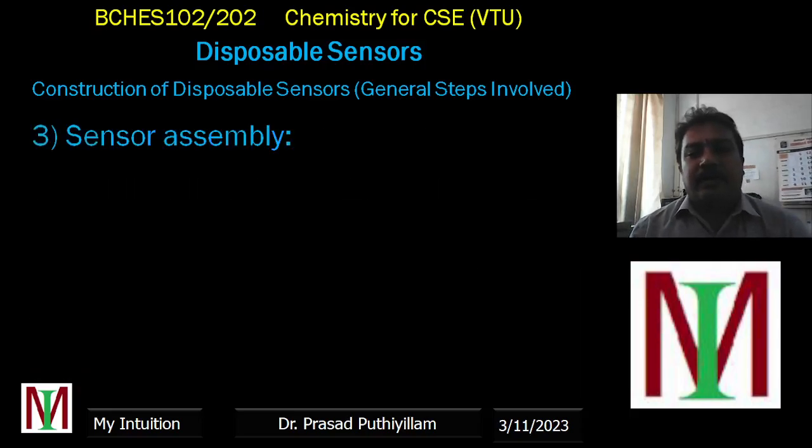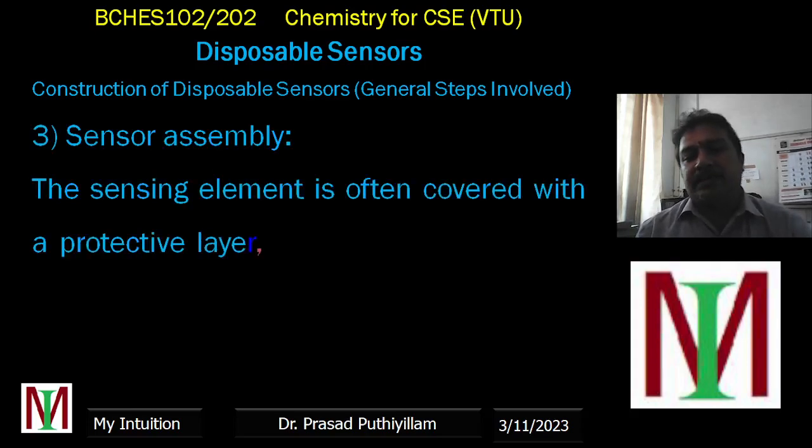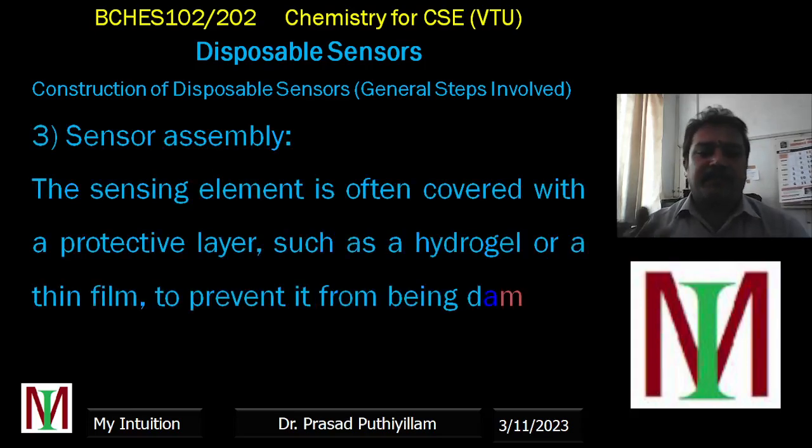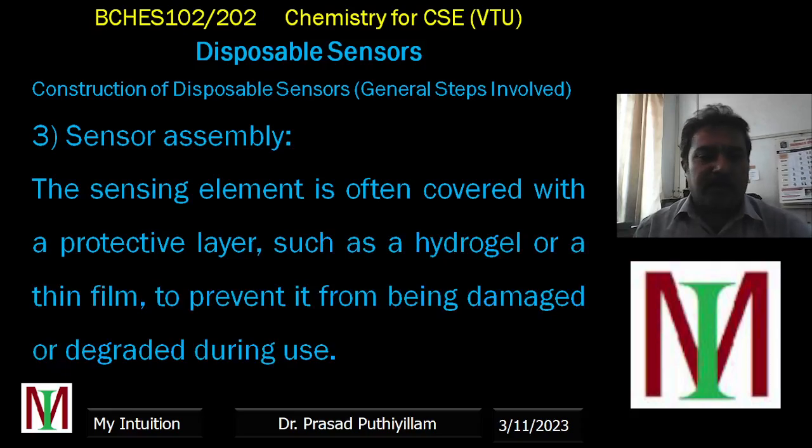And then sensor assembly. The sensing element is often covered with a protective layer such as a hydrogel or a thin film to prevent it from being damaged or degraded during use. The sensing element which we coated on the substrate should have some protective layer. Further protective layers are needed, like some hydrogels are used.